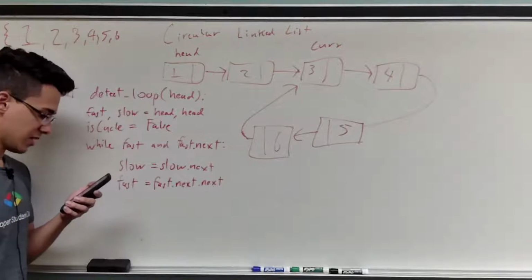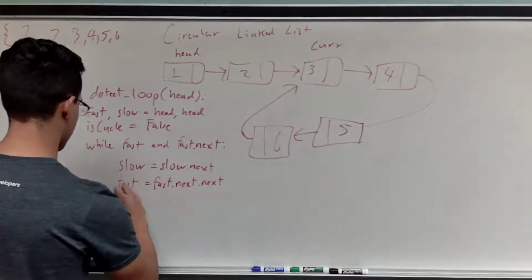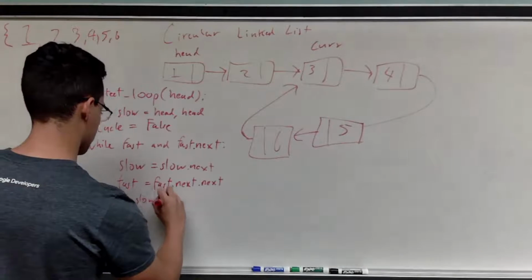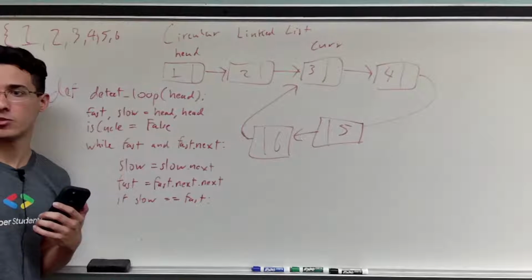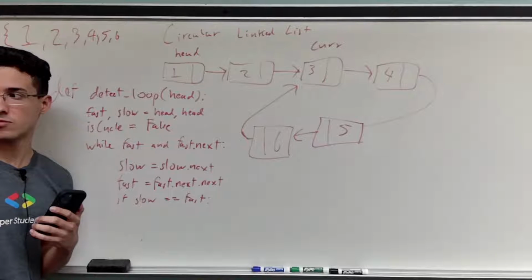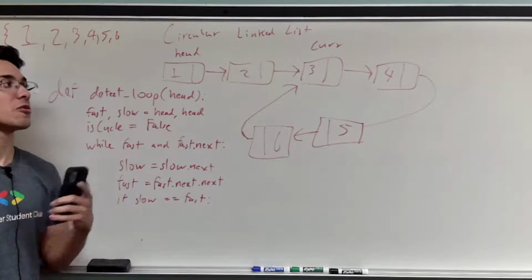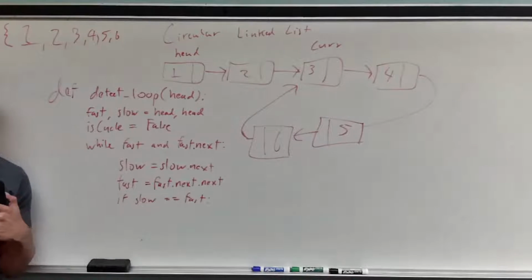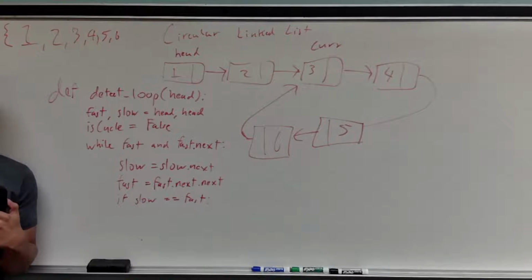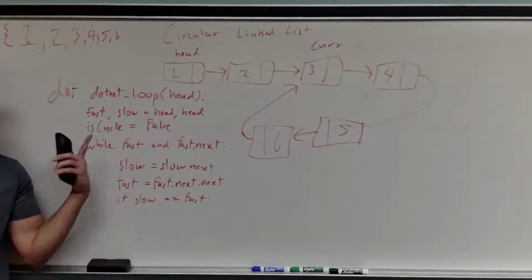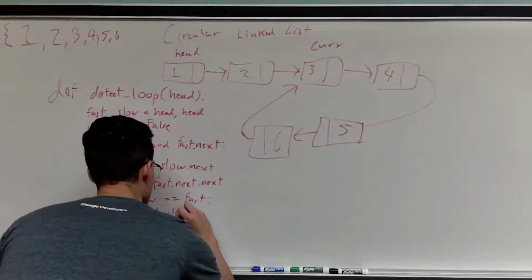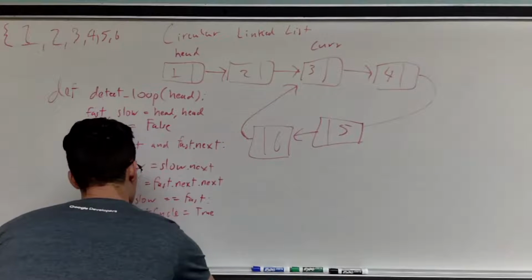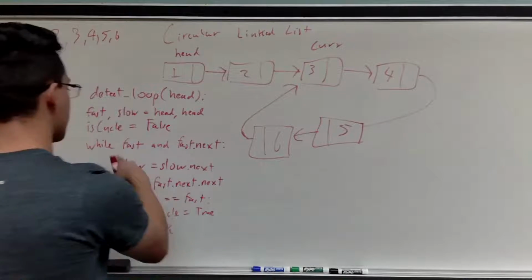Here, we check if slow is fast. What happens then if slow equals fast? Return true. Well, we don't want to return true, we want to return this node. Well, are we keeping track of whether there's a cycle or not? Yeah, we are, that's this one. So we say that if cycle equals true, and then we break out of this while loop.